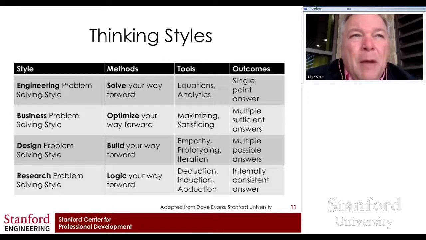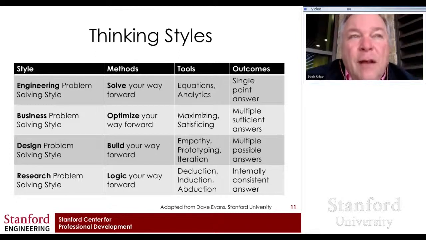So they look to optimize their way forward. The tools they use lead to one of two states, either a maximal state, maximizing, or a satisficing state. And what that means is that they will look for, in some cases, the best answer that they can possibly have.